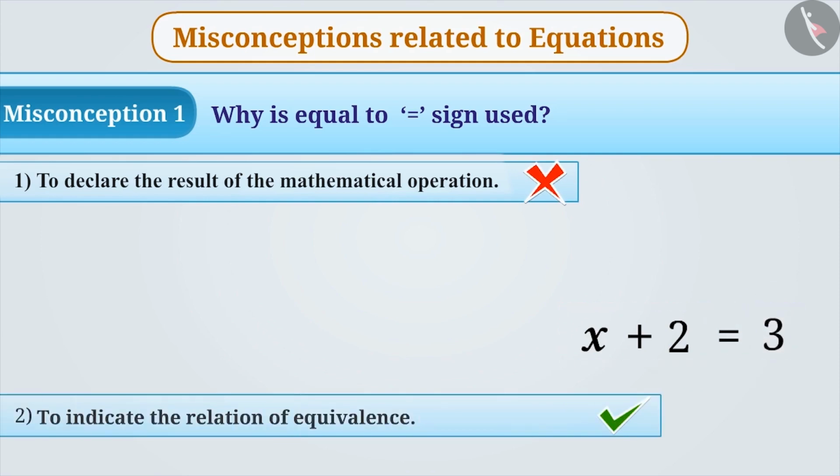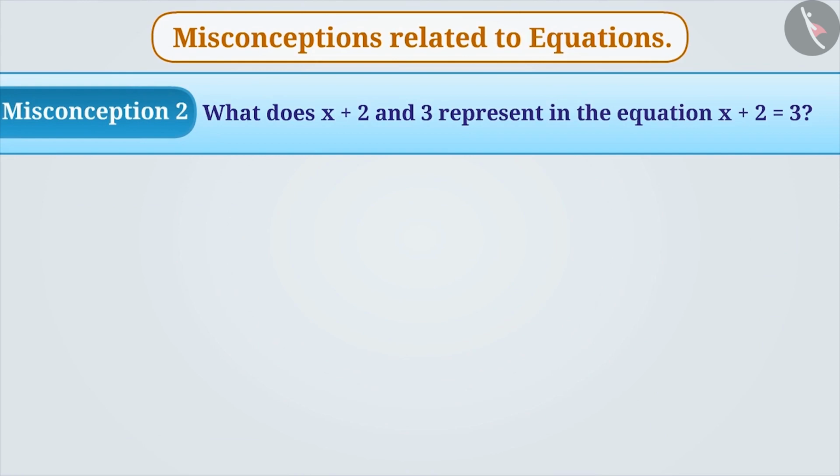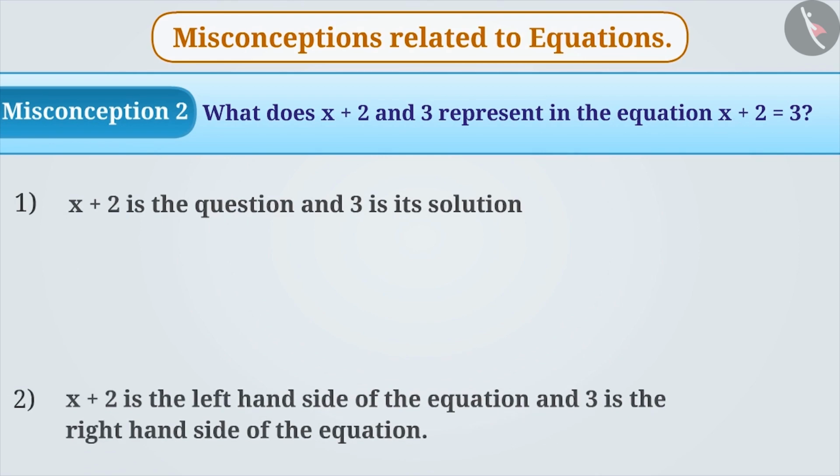The correct understanding is that the value of the addition of x and 2 written on the left-hand side of the sign of equality is equal to 3. Misconception 2. What do x plus 2 and 3 represent in the equation x plus 2 is equal to 3? x plus 2 is the question and 3 is its solution. Or, x plus 2 is the left-hand side of the equation and 3 is the right-hand side of the equation.